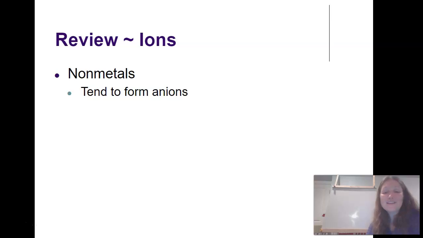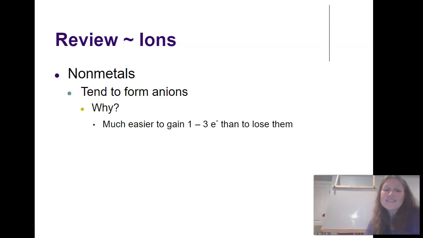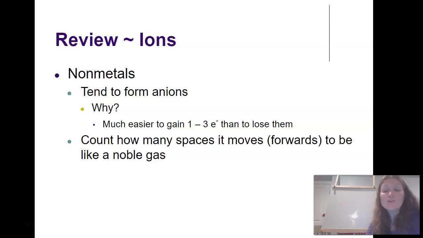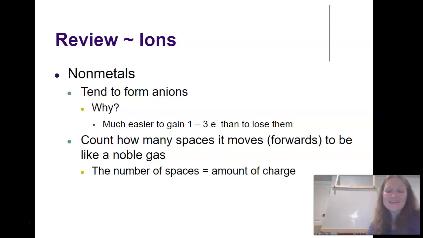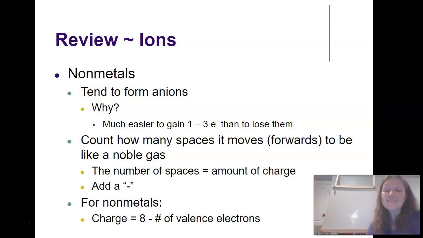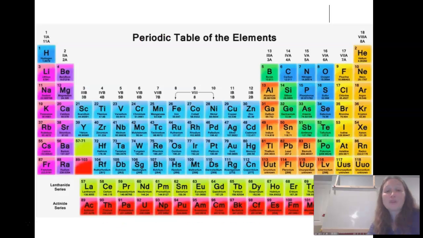For our nonmetals, they tend to form anions. Why? It's easier for them to gain. Okay? So we go forwards towards a noble gas. The number of spaces equals their charge, and we add a minus sign. So for nonmetals, it's technically the number 8 minus its valence electrons to tell us its charge.